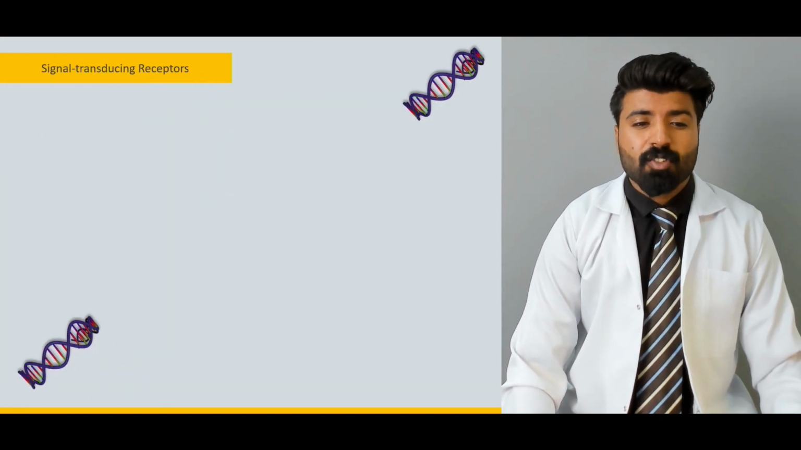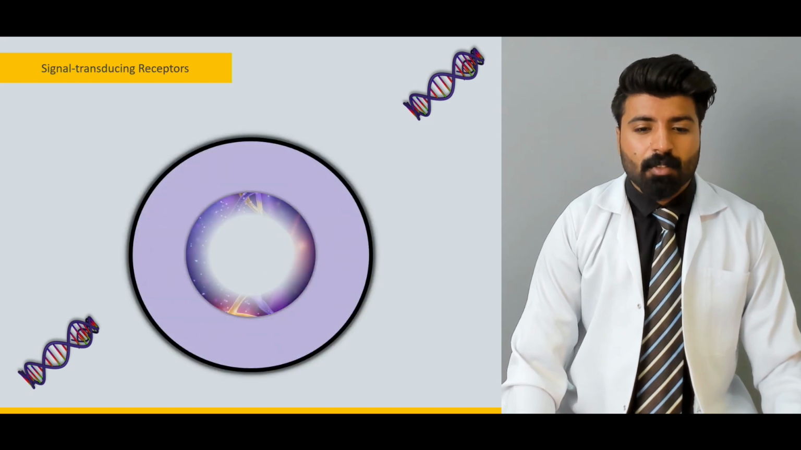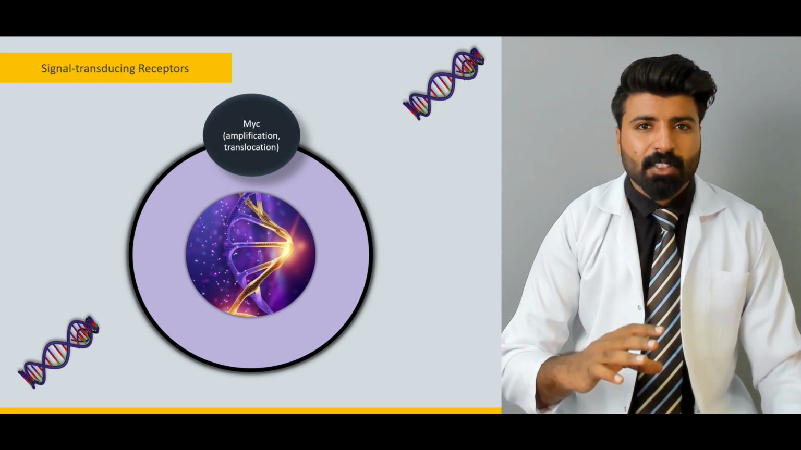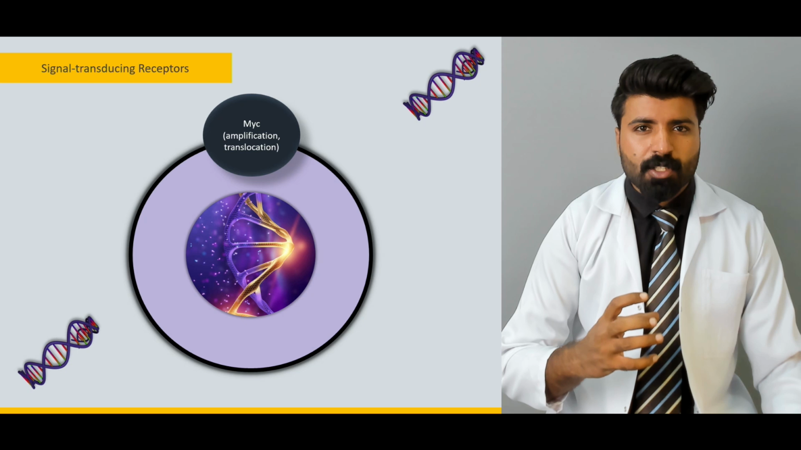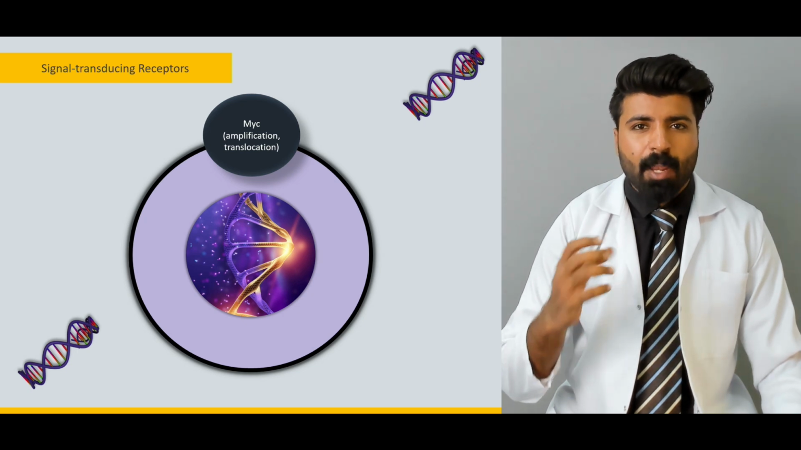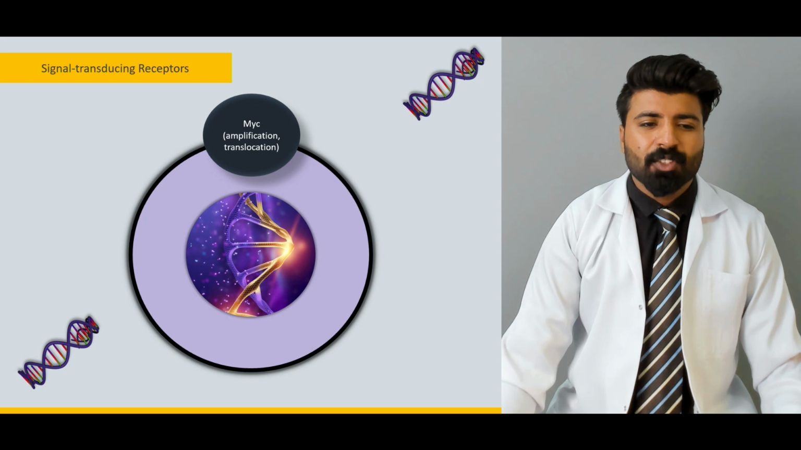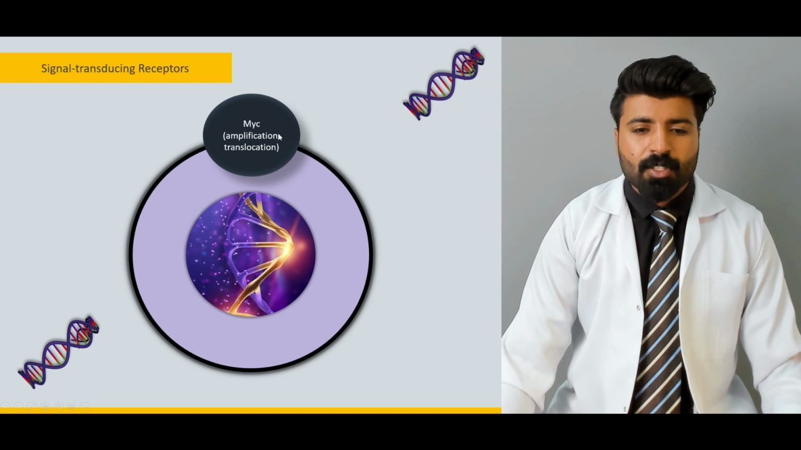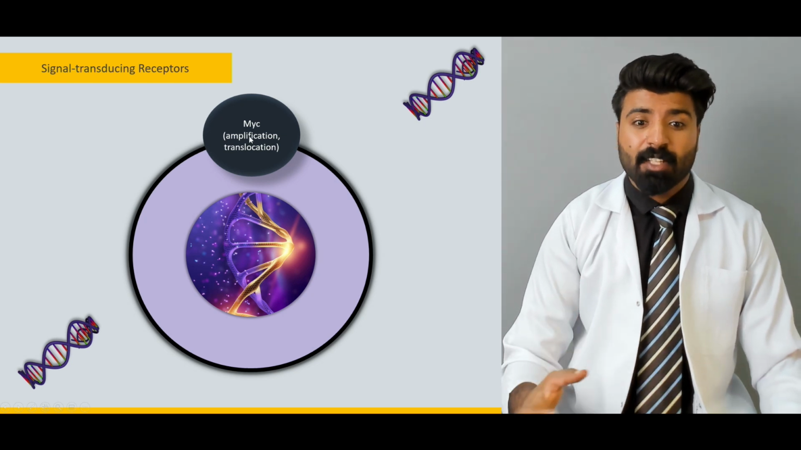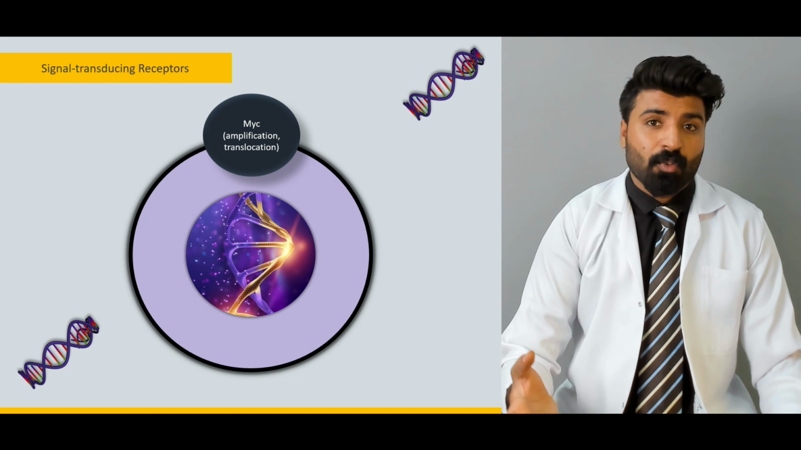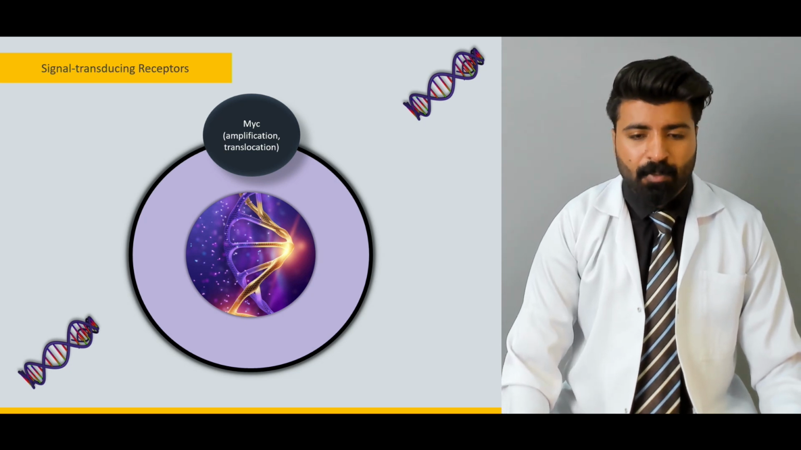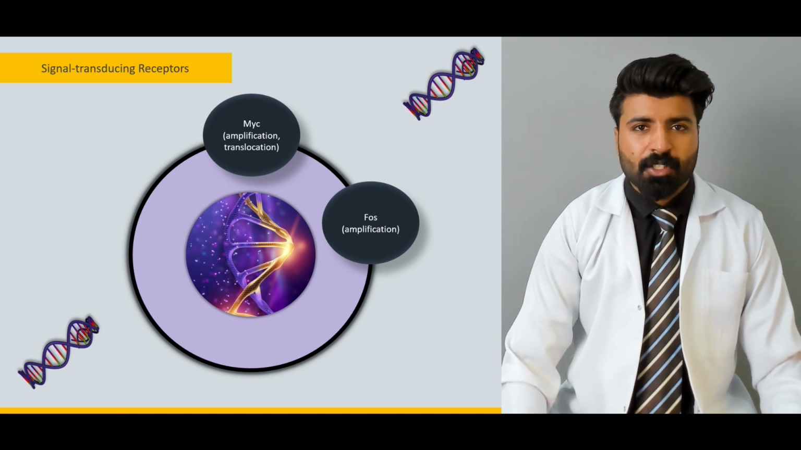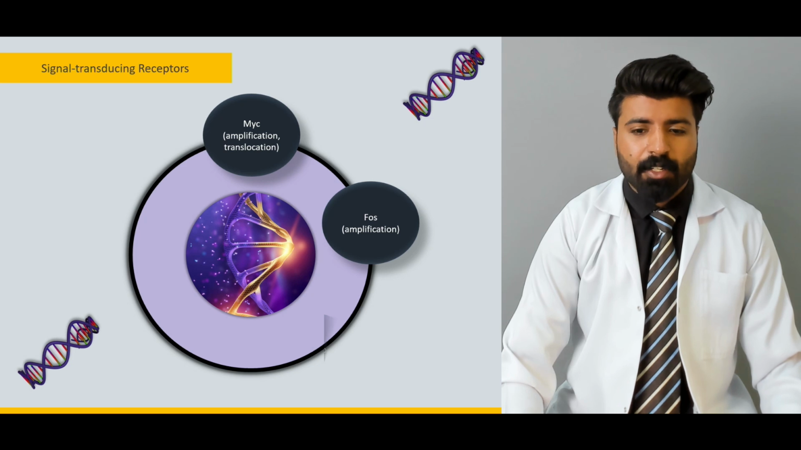Next, we have signal transducing receptors. First of all, we talked about all these receptors and all their mutations. We talked about MYC being either amplified or translocated. These are the receptors which are transducing the signals. So MYC, in the mutation, will be either translocation or amplification. Next, we have FOS, which includes only amplification. There's no translocation within it.